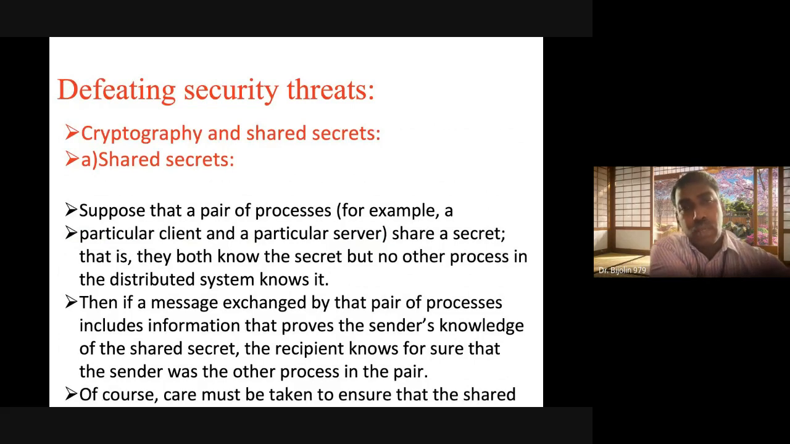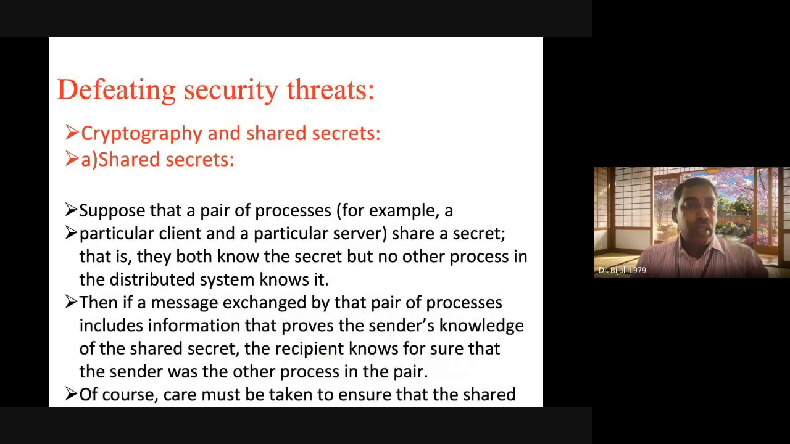So what are the ways that you can defeat these security threats? First is cryptography and shared secrets. The first is how to defeat them only through cryptography and the shared secret. So what does it mean? What is meant by this shared secret? First we'll see about the shared secret, and then we'll move on to the secure cryptography concept.